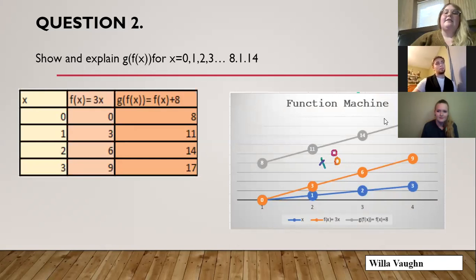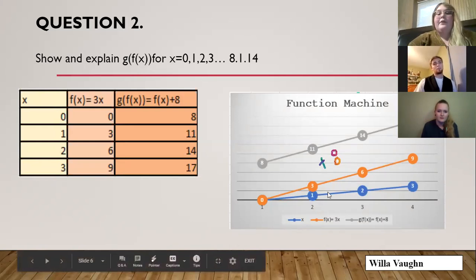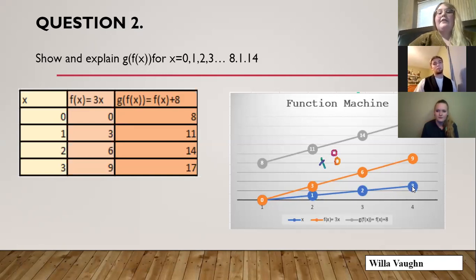All right, so our g of x comes from the equation g of x equals f of x plus 8. Over here we have a little table that shows our x values, which are 0, 1, 2, and 3, and then we have our f of x, which is f of x equals 3x. And then our g of x is f of x plus 8. In our graph, we have our blue line, which is just our x values, 0, 1, 2, and 3, and our orange line represents our f of x equals 3x.